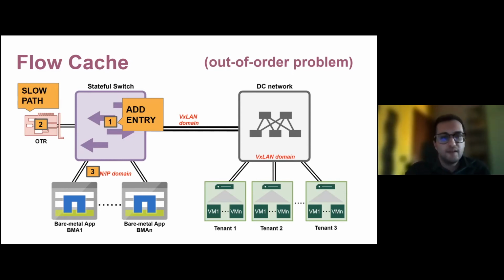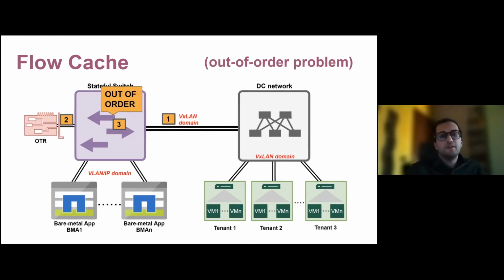So the stateful switch adds the entry in the cache, and the second packet is being processed inside the OTR. Now, it could happen that the third packet, for example, arrives at the switch before the OTR finished its processing of packet 2. And so we will have out-of-order packets.